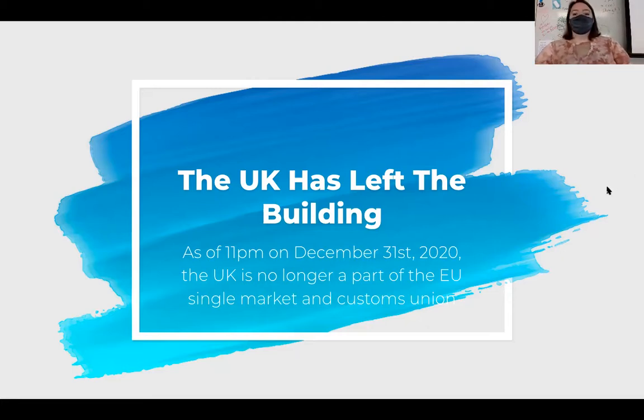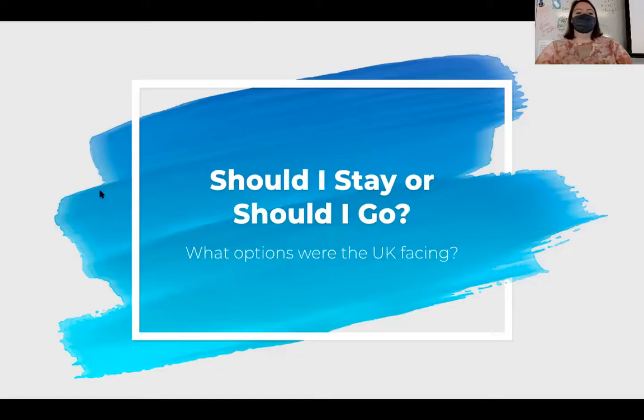But we have to go back and look at why they wanted to leave or stay in the first place, okay? So basically, what options was the UK facing as they were going through this process? Should they stay or should they go? Okay. So we are going to go over the reasons that some or the majority of the population wanted to leave the European Union versus some of the reasons that they wanted to stay in the European Union, basically showing both sides of the argument.